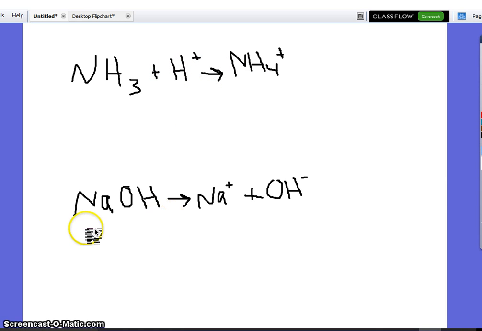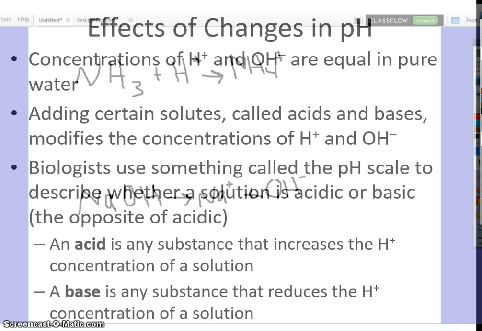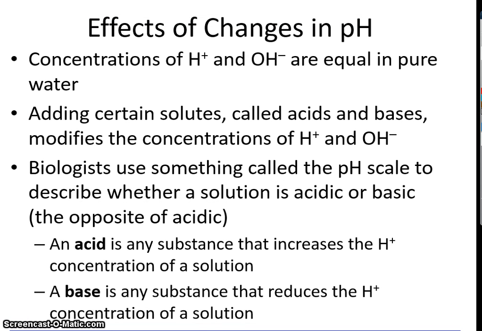Another example, sodium hydroxide. This is going to dissociate into sodium and the hydroxide ions. The hydroxide ion is able to go and bond with the free-floating hydrogen ions and remove those from a solution. In other words, reducing the concentration of hydrogen ions in solution. So if we go back and look at our definitions again, those are the exact definitions. Acids increase hydrogen ions, bases decrease hydrogen ions.